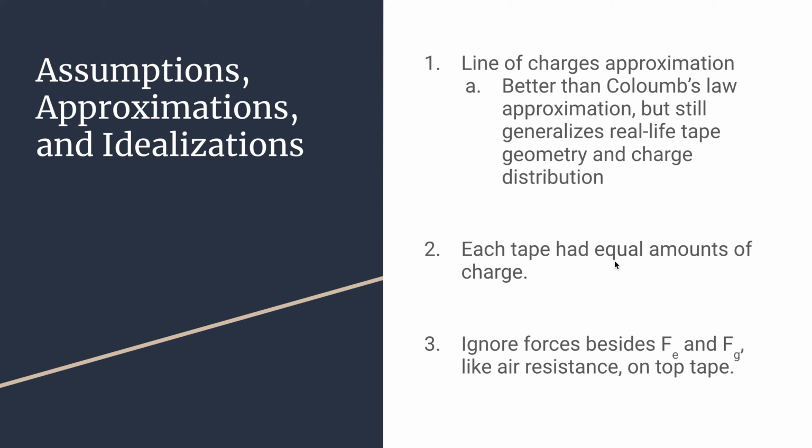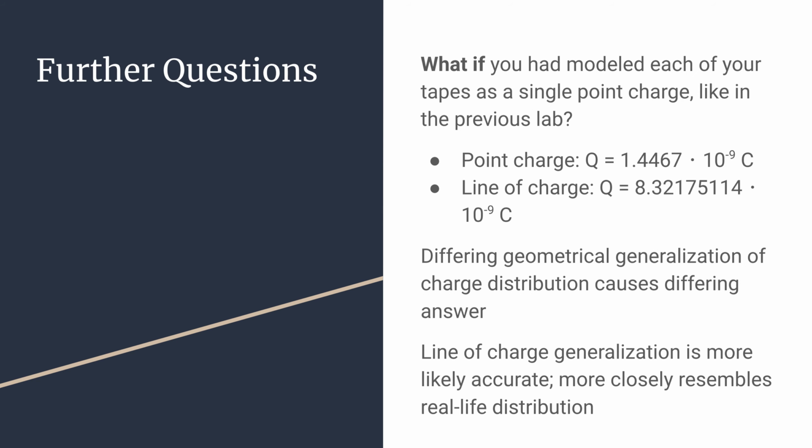Some other important assumptions and simplifications for the lab: we assume there are no other forces acting on tape B in the y direction, which allows us to set the force of gravity equal to the electrostatic force. So we assume the effects of something like air resistance on the top tape are negligible. We also assume that each tape had equal amounts of charge.